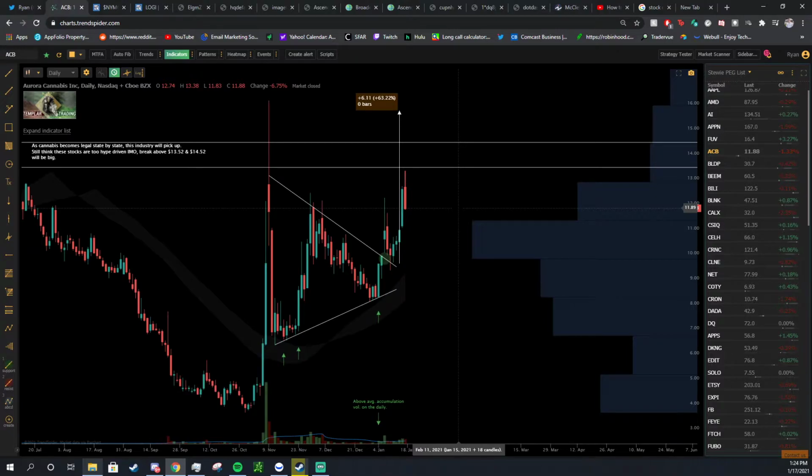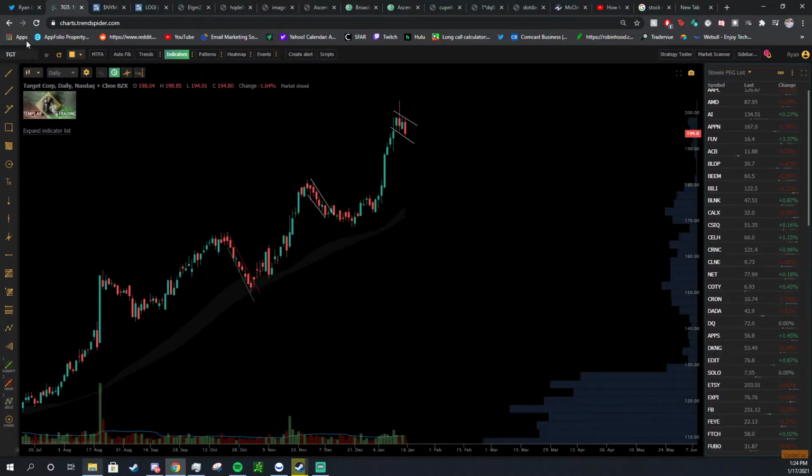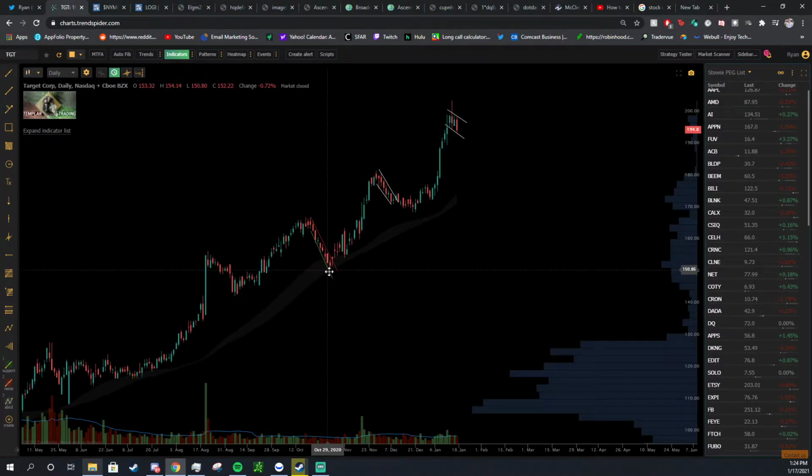Okay, now let's go into TGT, Target. I like this one because the price action is incredibly tight.